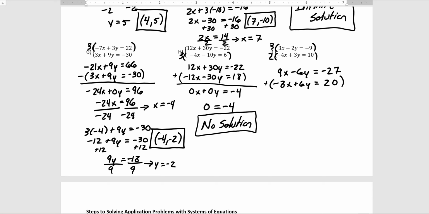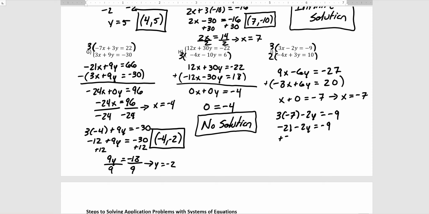So 9x plus negative 8x will become 1x. Negative 6y plus 6y becomes 0. And negative 27 plus 20 will equal negative 7. So I find from there that x equals negative 7. Once I know that, I can plug that in. So I'll have 3 times negative 7 minus 2y equals negative 9. So negative 21 minus 2y equals negative 9.